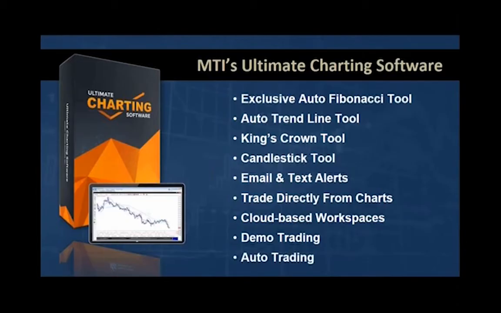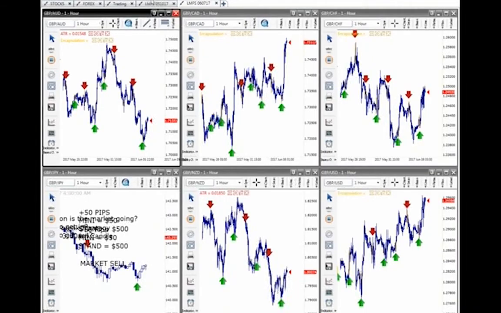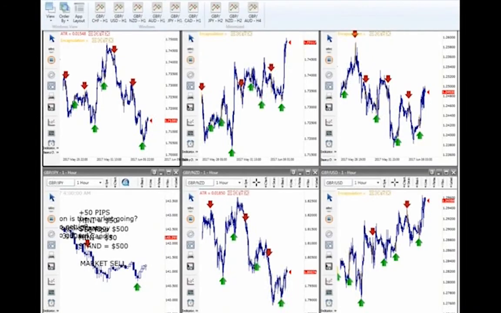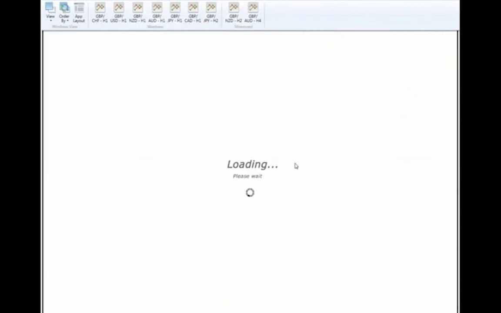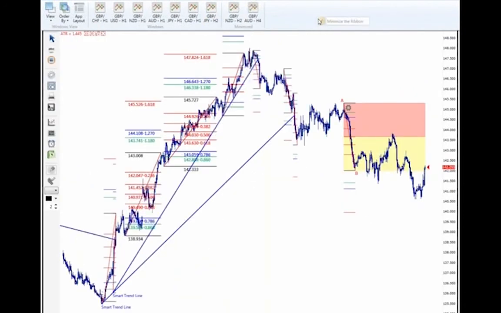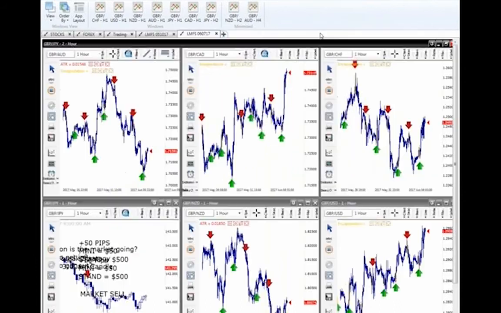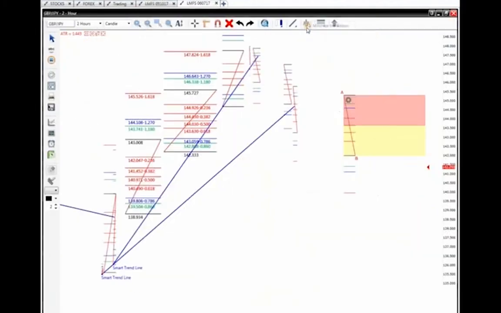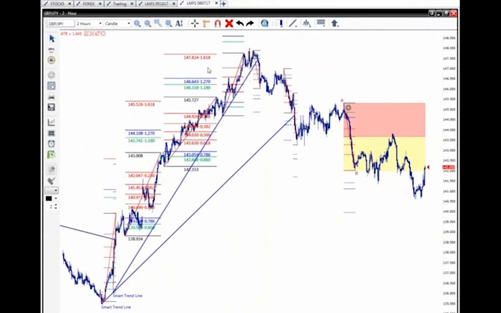So I'm going to go ahead and pull my charts up one more time. And let me show you the trade opportunity I'm looking at right now. I believe it's on the pound yen right there. Let me go ahead and minimize that. Oops. There we go. Actually, it wasn't the pound yen.